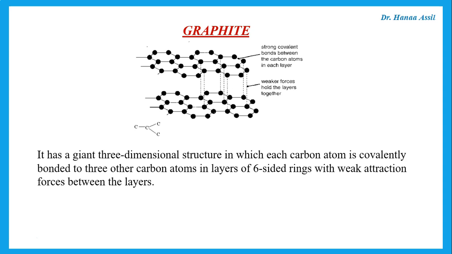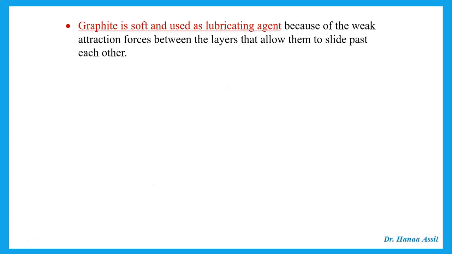Graphite is also giant, three-dimensional, but each carbon is covalently bonded to only 3 other carbons, so that means that each carbon has an extra electron floating around somewhere, and it is in layers of 6-sided rings with weak attraction forces between the layers. Please learn all of this. Now, because of that, graphite is soft, and because it is soft, we use it as a lubricating agent. Now, why is it soft? Because the weak attraction forces between the layers allow them to slide over each other.